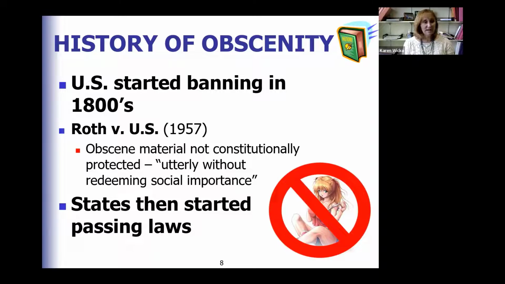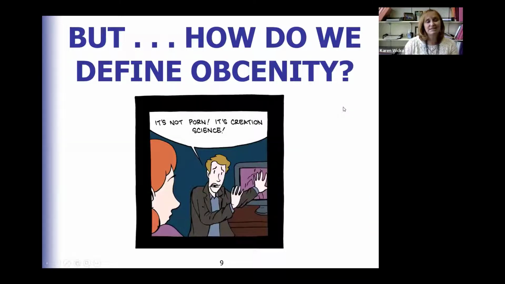So the federal government said you can regulate it. States started to pass more and more laws regulating it. But it still constantly was plaguing the court. How do we define obscenity? What do we use to define it? We can't let it be vague. We have to have an actual definition.